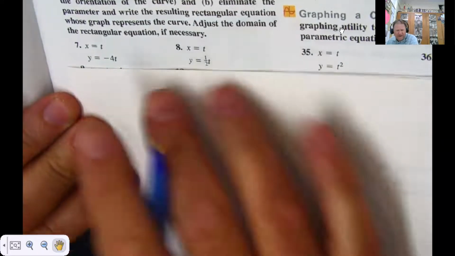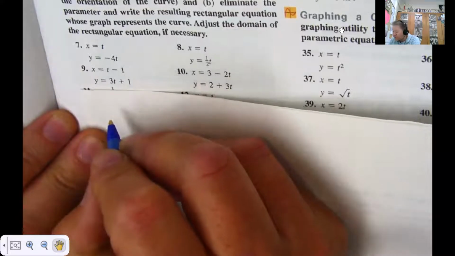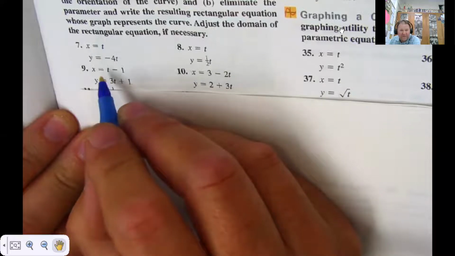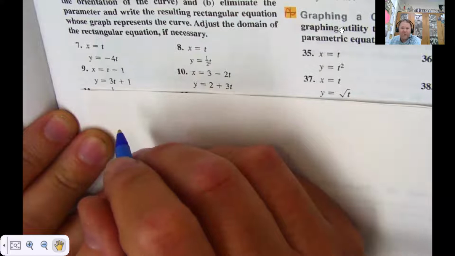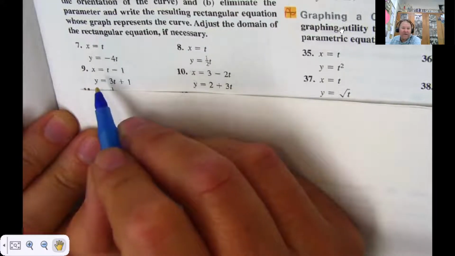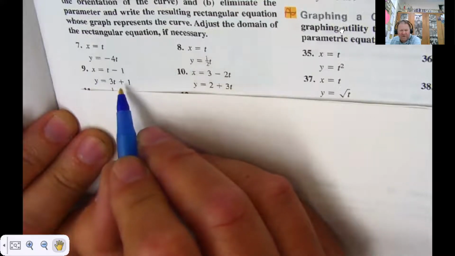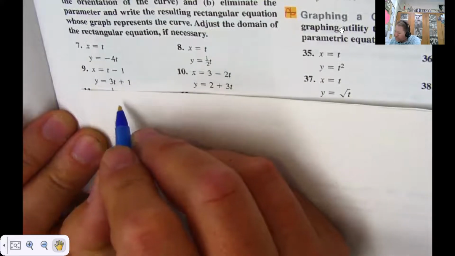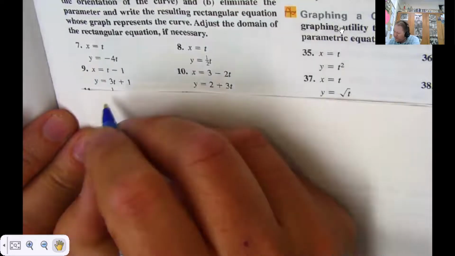So for this one, 9 is the first one. We're doing multiples of 3. What you have to do is get this, a set of parametric equations, and write it as one equation in rectangular form. You can see you have x in terms of t and y in terms of t, and you want this to say y equals some expression in x. So all you have to do is solve for t and then substitute back in. We're going to do that right now.